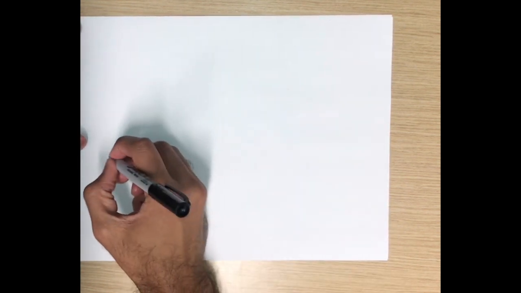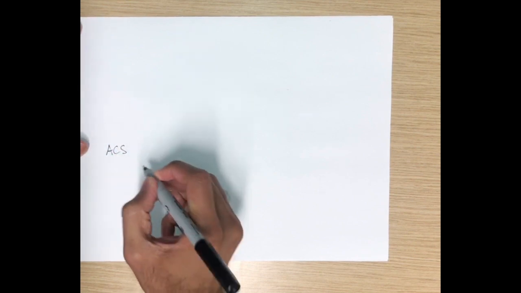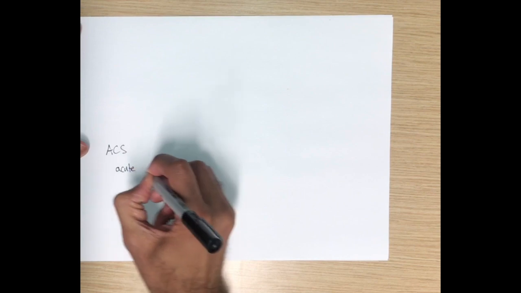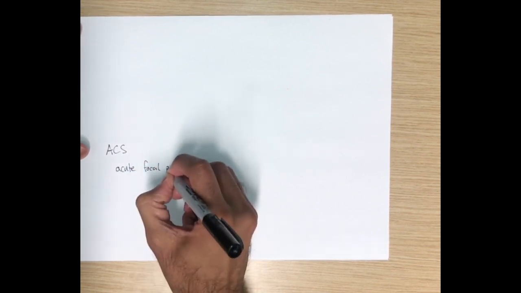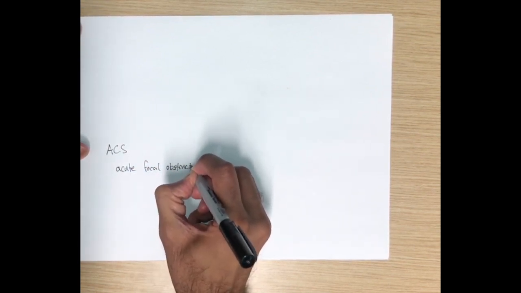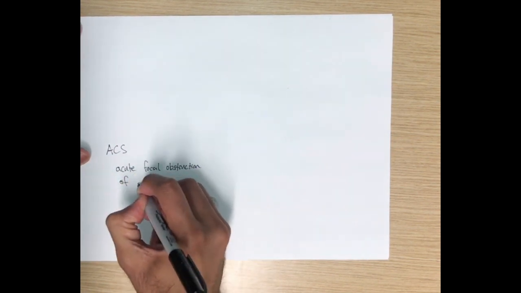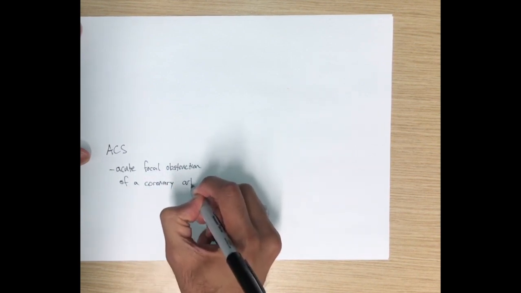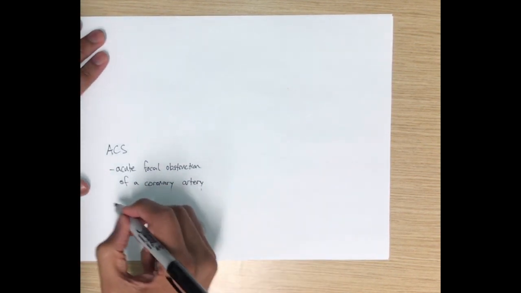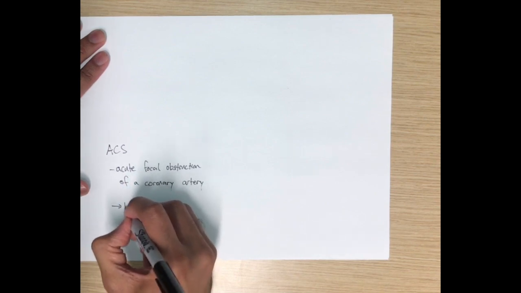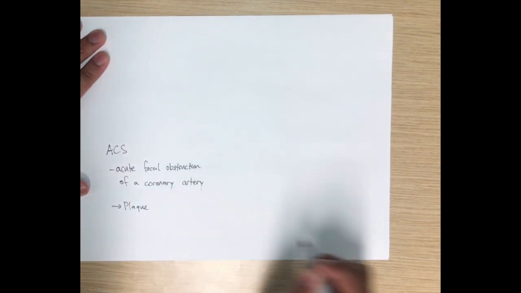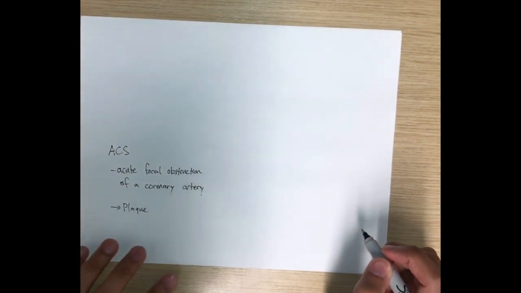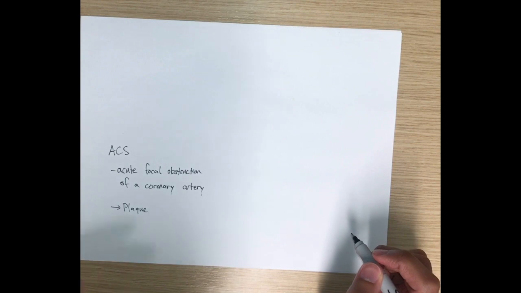So acute coronary syndrome is the acute focal obstruction of a coronary artery. Now, 9 times out of 10, this is due to plaque rupture. An atherosclerotic plaque rupture is causing thrombus formation and thus obstructing the artery. It can be total or it can be partial occlusion.